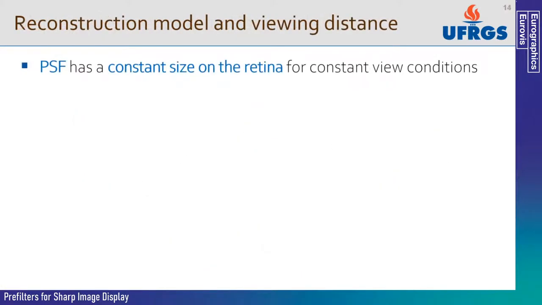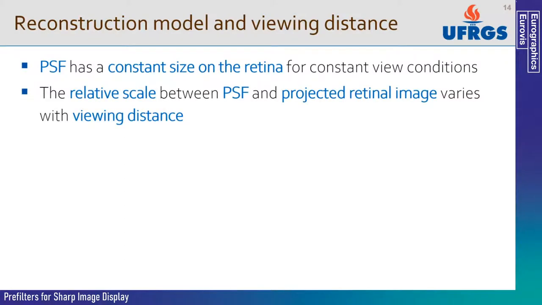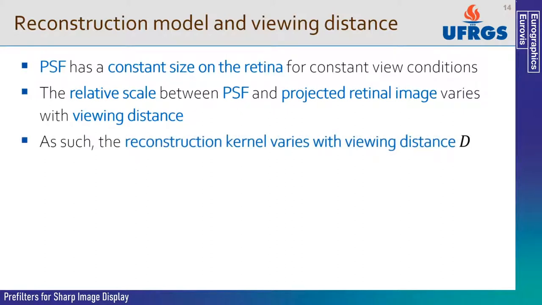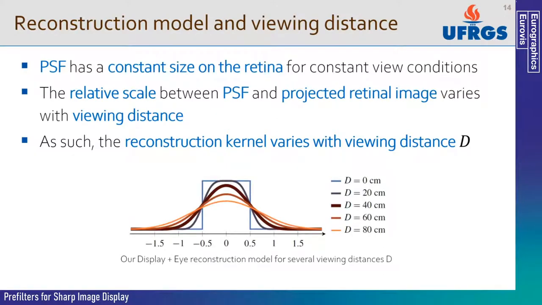Note that while the PSF has a constant size on the retina, its scale relative to the projected retinal image varies with viewing distance. As such, the display plus eye reconstruction kernel will also vary. This graph shows the expected shape of the kernels as predicted by our model for several viewing distances.